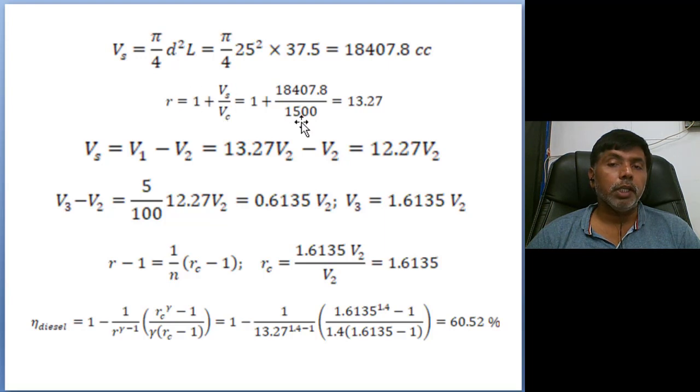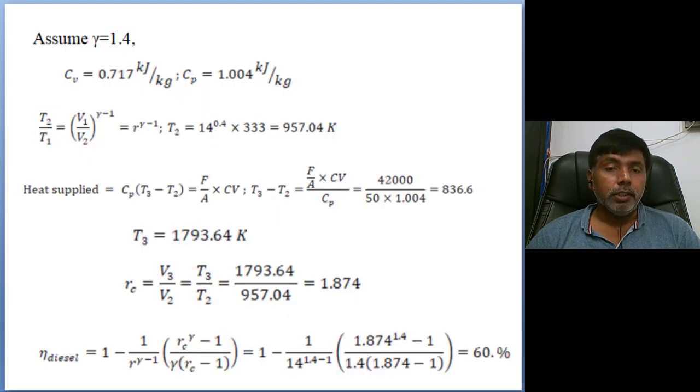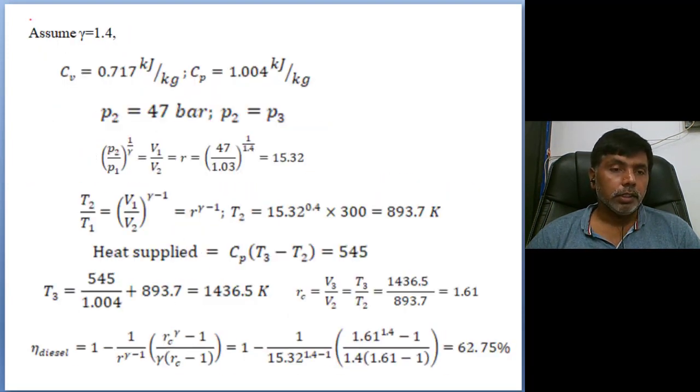So total volume by clearance volume, you will get the stroke volume. Then compression ratio: clearance volume plus stroke volume by clearance volume, you will get the compression ratio. Once you know the compression ratio, R minus 1 equal to 1 by n into RC minus 1. These are some of the useful problems we did in the last class.